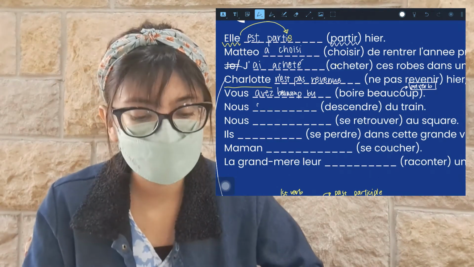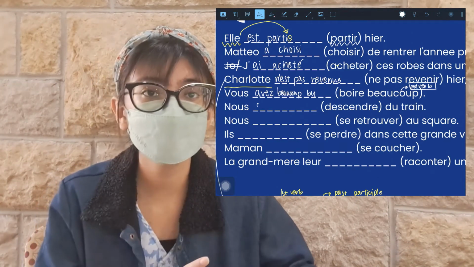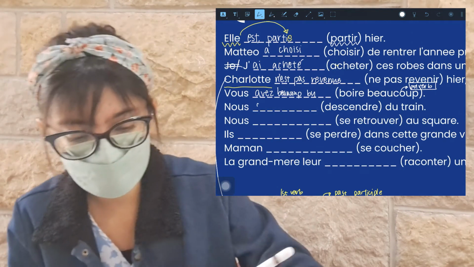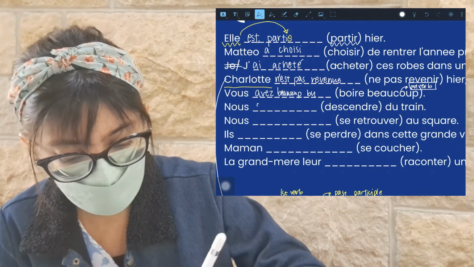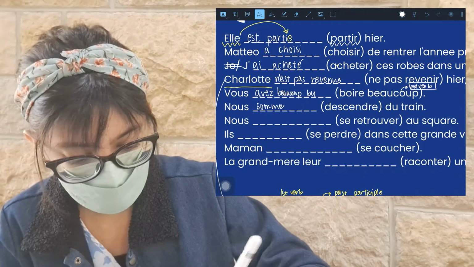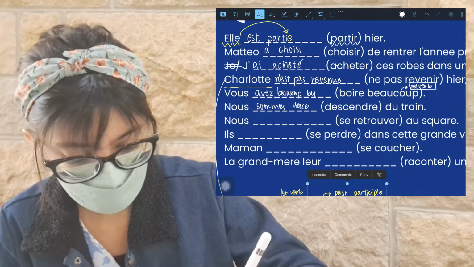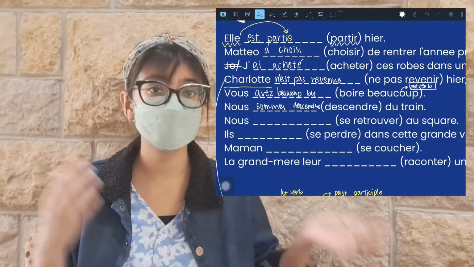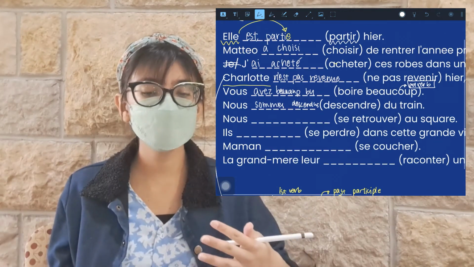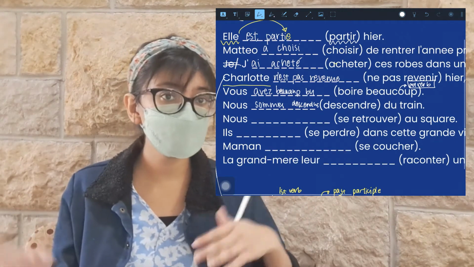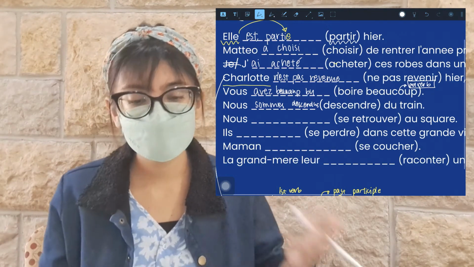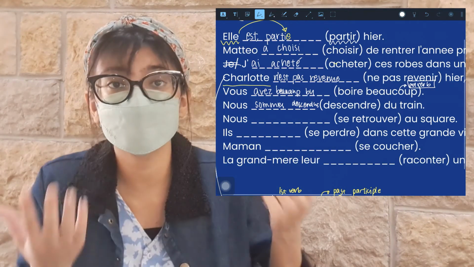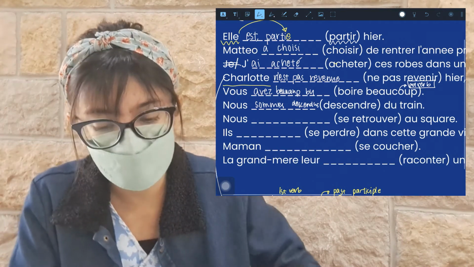Next, descendre. So descendre is part of the Dr. Van der Trent list, so you will say, nous sommes descendus. You could add an es if you're assuming that nous is all female girls, but I'm assuming that nous has both female and male, so that's why I'm not adding the e. But again, it depends on the circumstances and the contextual information you have.